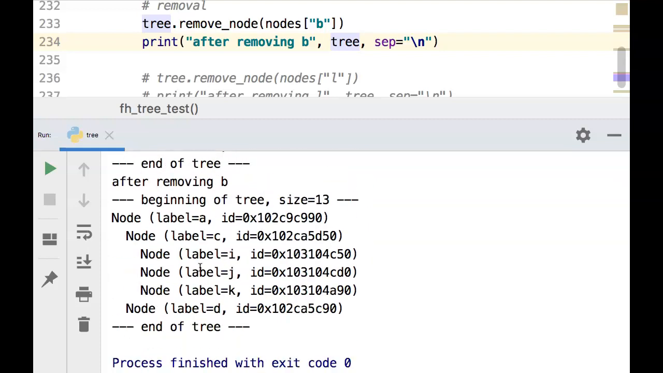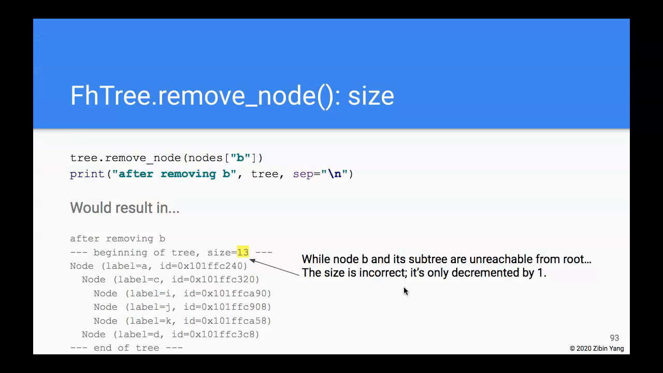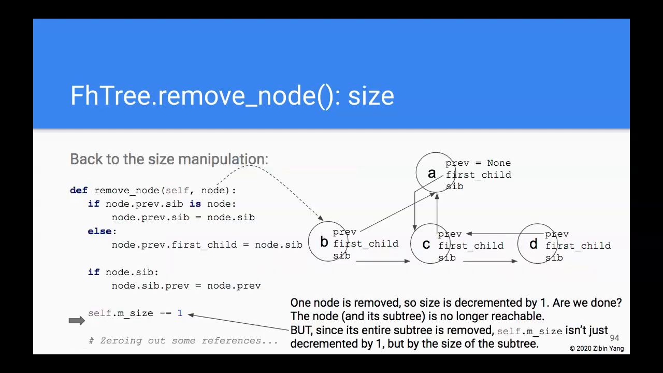So what was the problem? The problem is that even though in our implementation of the general tree, the entire subtree that is rooted in a node that's removed is gone, when we're decrementing the size of the tree, we're only decrementing one node rather than the size of the entire subtree. So how do we solve this problem?